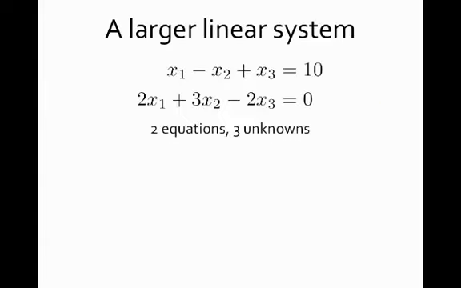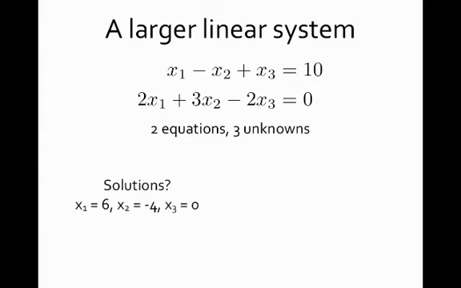Now let's take a look very briefly at a larger linear system, say this one. This one has two equations and three unknowns, and we're going to start labeling our unknowns as x1, x2, x3, and so forth, rather than x, y, z, because linear systems in real life applications typically have hundreds and hundreds of variables, and we run out of letters pretty quickly. So for a linear system with two equations and three unknowns, we might want to think about whether there are any solutions at all. We'd be looking for a list of x1, x2, and x3 values that satisfies both equations simultaneously.